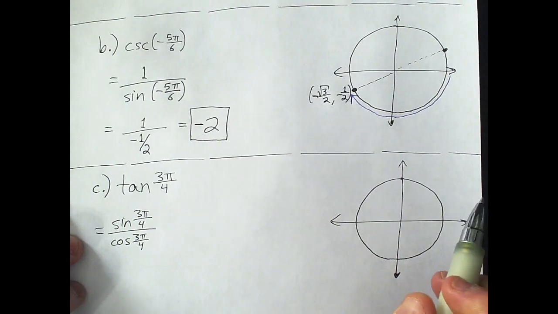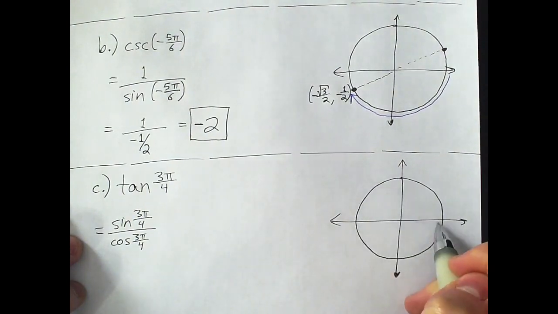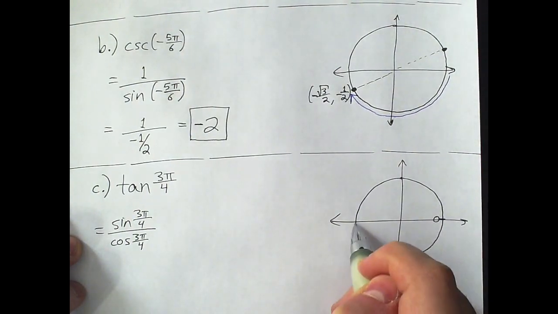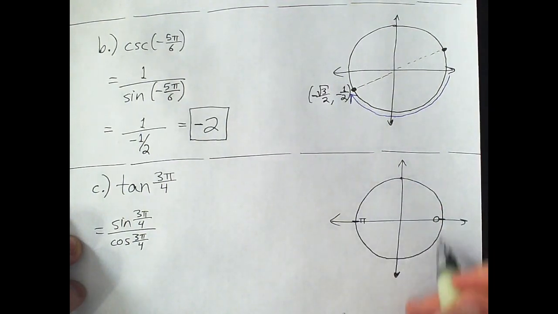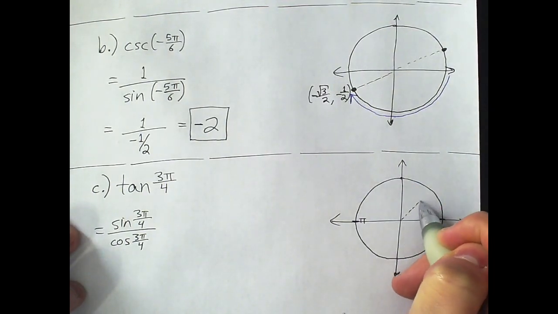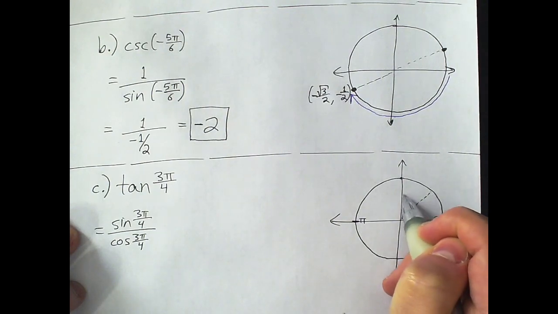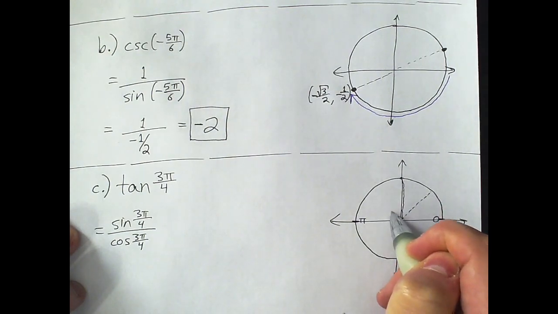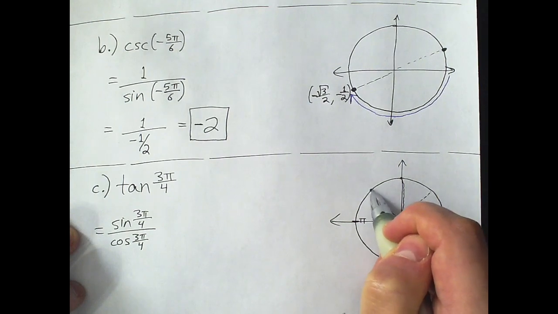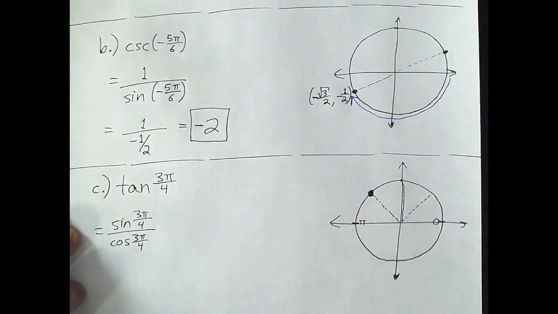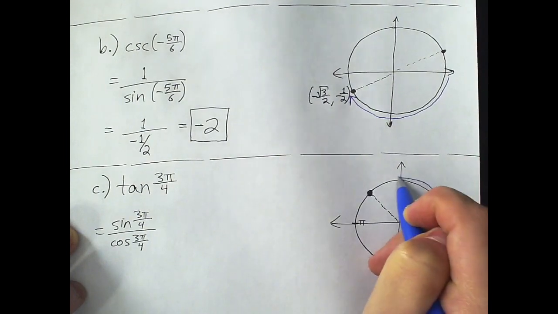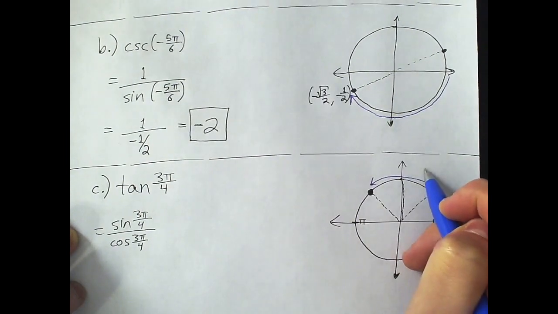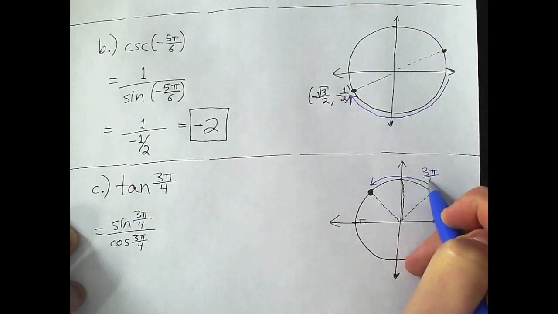That's 3/4 of the way to pi. So here's my starting point. I've gone around 0. Here's where pi would be if we went t equals pi. We want to go 3/4 of the way to that. So here's 1/4 of the way. Here's another 1/4 of the way. And here's another 1/4 of the way for a total of 3/4 of pi.